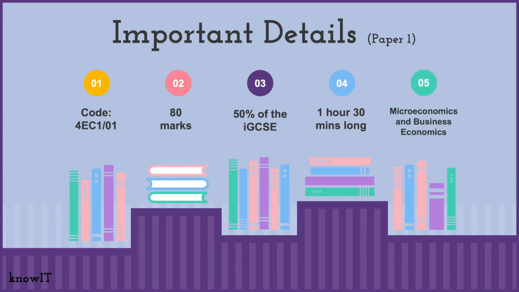Lastly, the paper's name is Microeconomics and Business Economics. The reason why this is a little important is because you can remember what this paper assesses or what this paper is about through the name. So as you can see, the first paper of economics is related to microeconomics, as in the smaller part of economics where it's focused on one nation or on one economy, and small businesses and stuff.